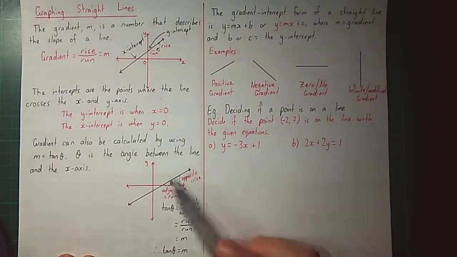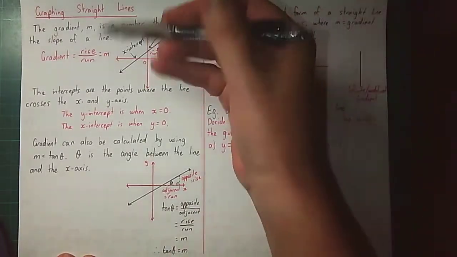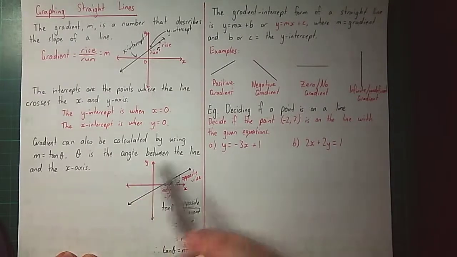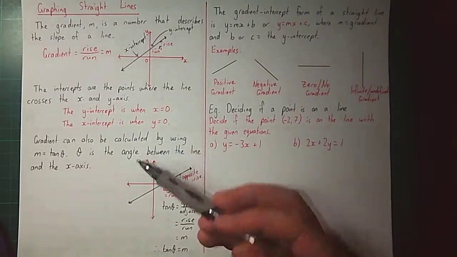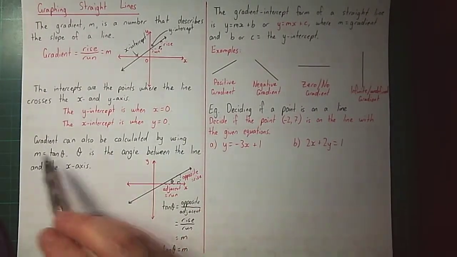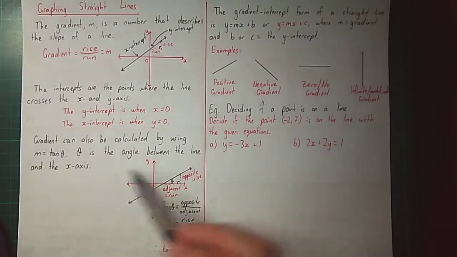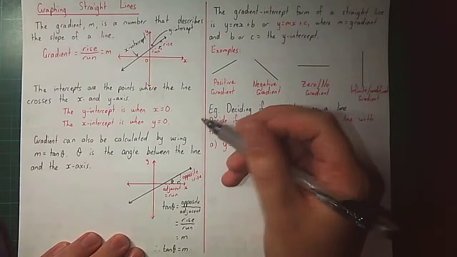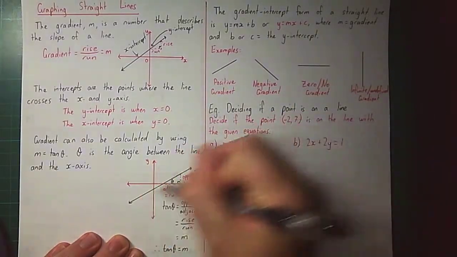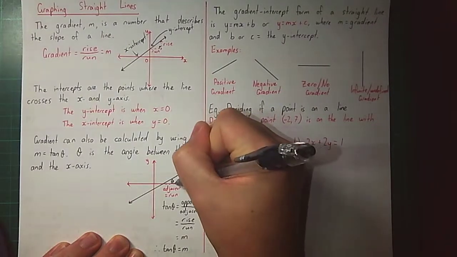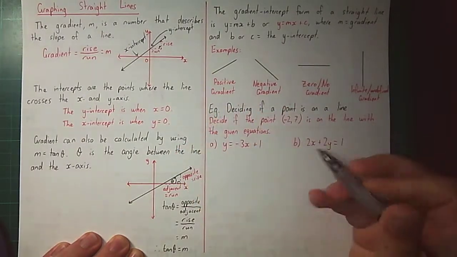Another idea is that gradient can be calculated using the rise over run method. Another method is that m, which is the gradient, is equal to tan theta. So that's this idea here. Theta is the angle between the line and the x-axis. So say this is the line here. Theta is the angle between this line and the x-axis there.